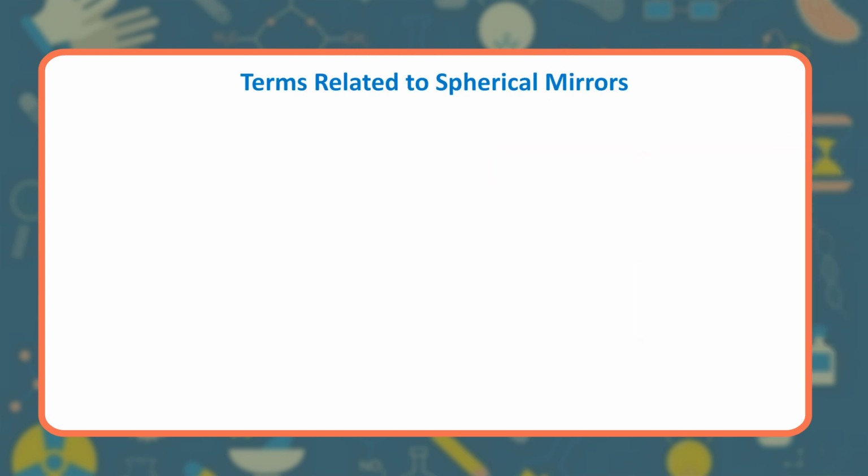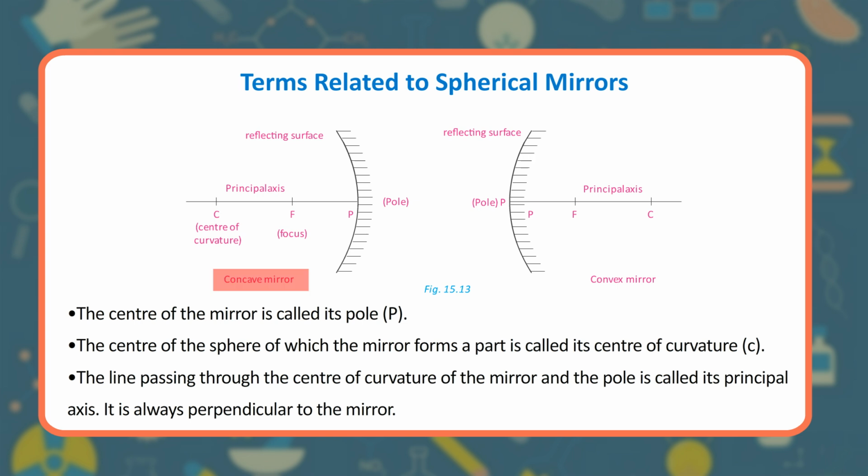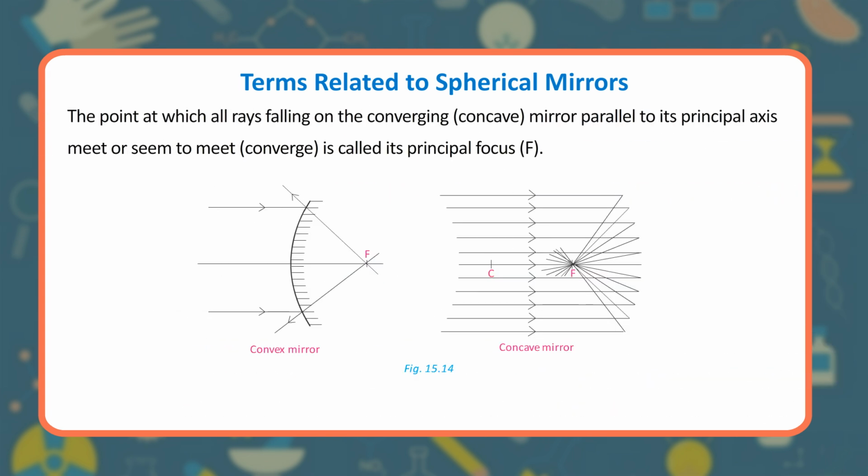Terms related to spherical mirrors. Concave mirror, convex mirror. The center of the mirror is called its pole, P. The center of the sphere of which the mirror forms a part is called its center of curvature, C. The line passing through the center of curvature of the mirror and the pole is called its principal axis. It is always perpendicular to the mirror. The point at which all rays falling on the converging, concave mirror parallel to its principal axis meet or seem to meet, converge, is called its principal focus, F.